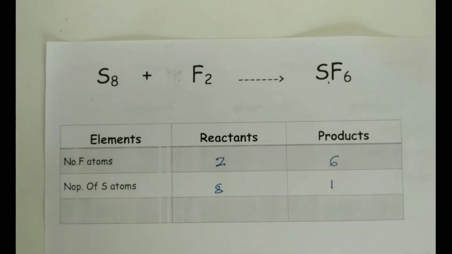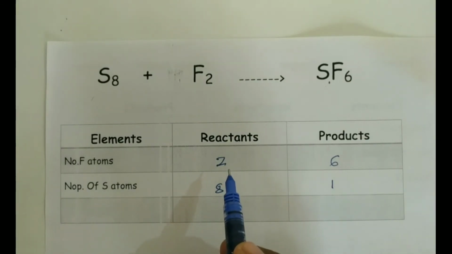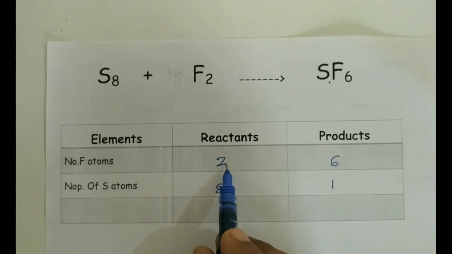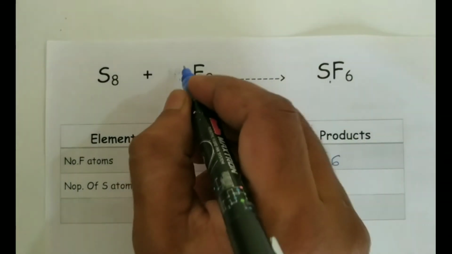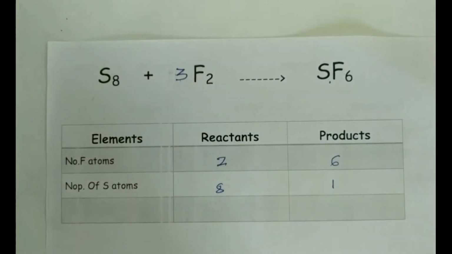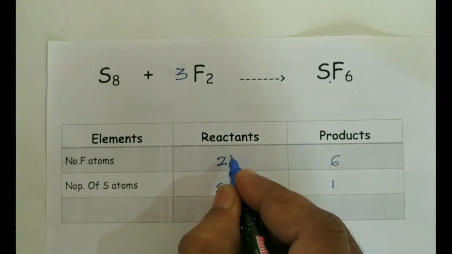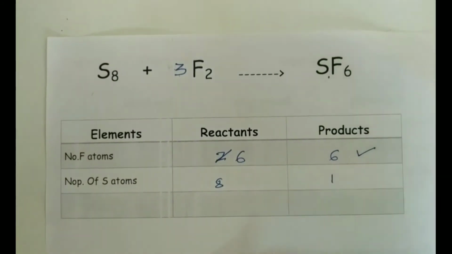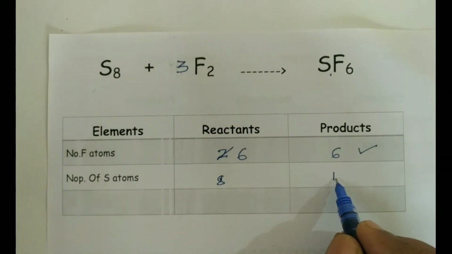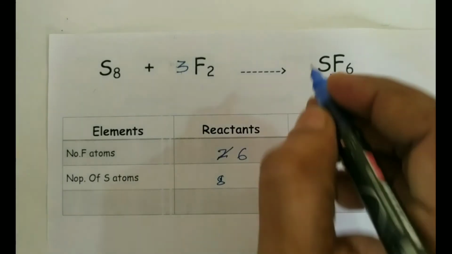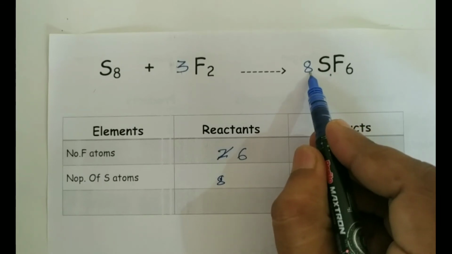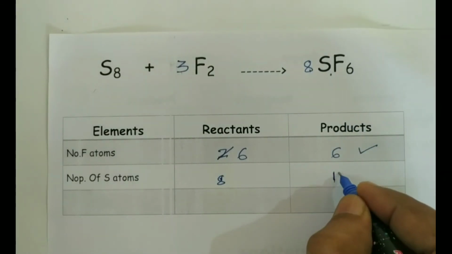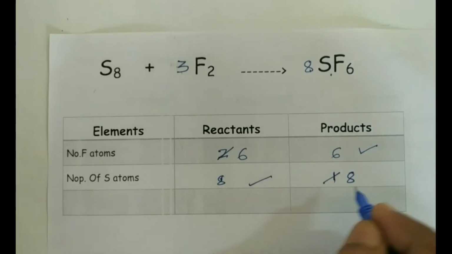See, first I will balance the F atoms. What is the number of F here? 2 is there, here 6 is there. So to make it 6, I will write 3 behind this. 3 of 2, now it becomes 6. So both sides are balanced. And here 8 is there, and here only 1 is there. So what do I have to do? I have to make it 8. When I multiply S with 8, the S is balanced now, it becomes 8. Both sides are equal.